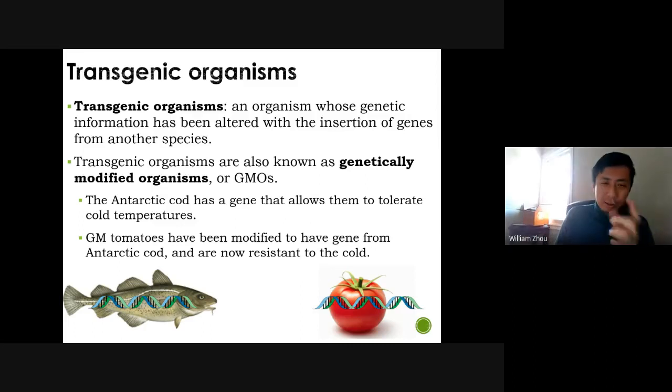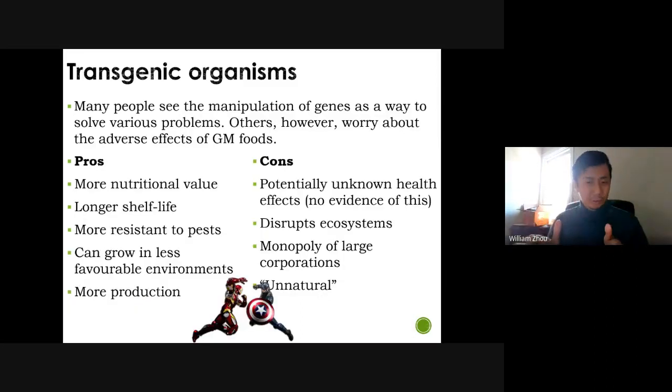Okay. Now, this also raises a lot of issues. The pros are obvious. If you modify your food, you can make it into whatever you want, right? More nutritious. It can last longer so it doesn't rot as quickly. Bugs can't eat it, so farmers have a bigger yield. You can grow it in less favorable environments like colder climates, even hot, dry climates like in the Middle East or Northern Africa. And you could just simply make it grow bigger so you have more production. So in fact, the world uses a lot of GM food.